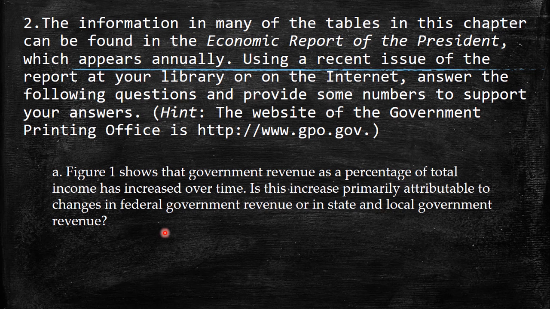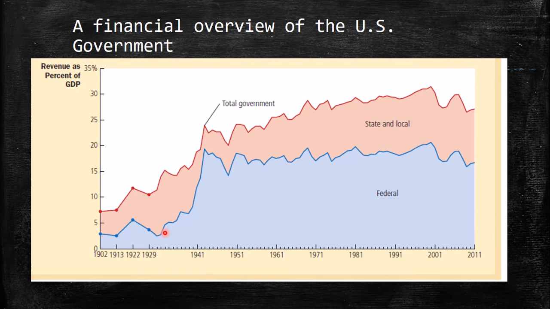So the first one, which we can take out of the chapter, is about Figure 1, because it shows that government revenue as a percentage of total income has increased over time. Is this increase primarily attributable to changes in federal government revenue or in state and local government revenue? So basically, we have here, as we saw previously in our chapter, the financial overview of the United States government.